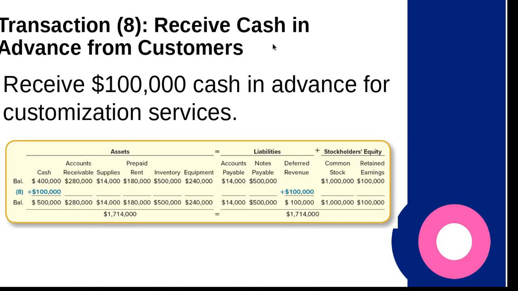Then receive cash in advance from customers. When you receive cash in advance from customers, what happens? Your cash increases and you now have a deferred revenue. It is a kind of revenue for which you have not rendered the service, so you can't recognize it yet as your profit or retained earnings. It's a liability on you because somebody paid you in advance.